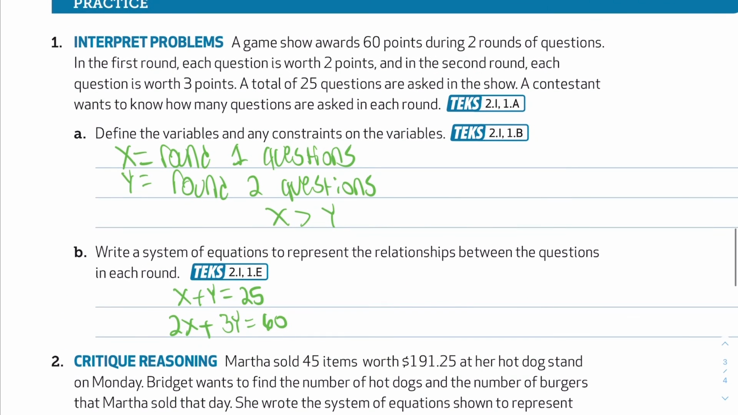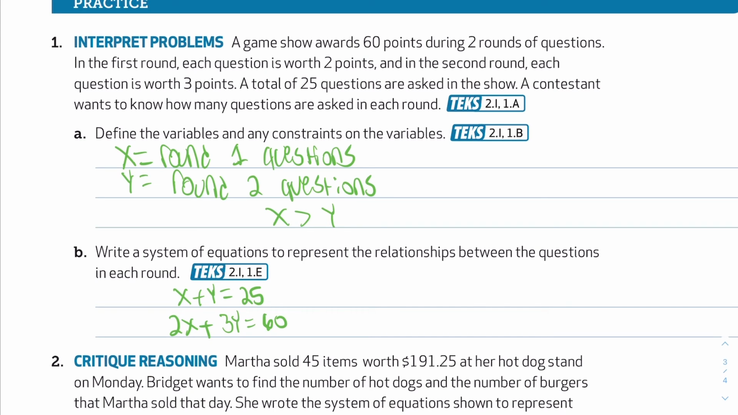Okay, here's what I have for number 1. X is going to be the questions in round number 1. Y is going to be the questions in round number 2. My constraint that I came up with was X is greater than Y. And I'll explain that in a bit. But first let me say why X is round 1's questions.